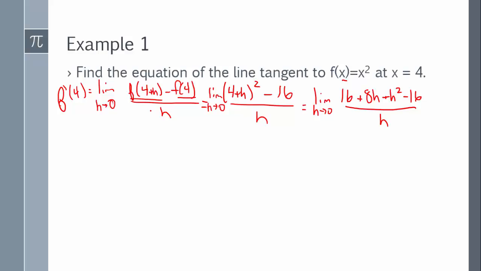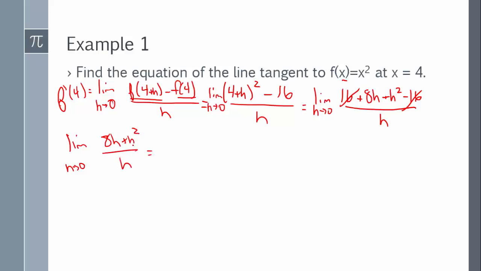So now what we have to do is try to simplify the top. Well, I've got a 16 and a negative 16, so I'll cancel those out. Now I have the limit as h goes to 0 of 8h plus h squared all over h. Look what else I can do.